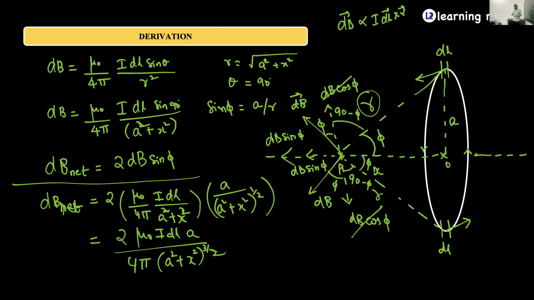But what we need is the total magnetic field. For that, what are we supposed to do? We need to integrate it. Right? So if you observe, let's remember this expression: 2 mu naught I dl a by 4 pi into a square plus x square, the whole power 3 by 2. Wrote it? Yeah.